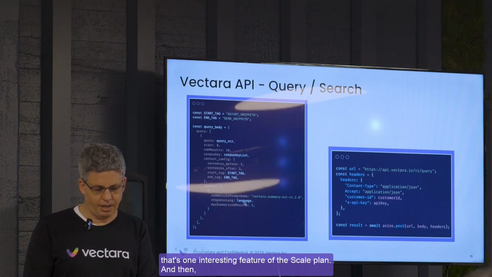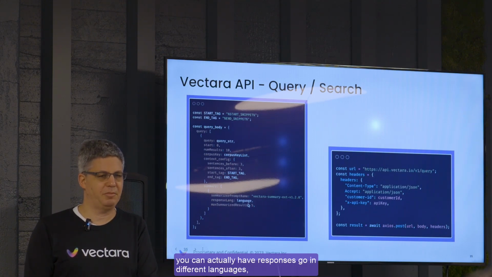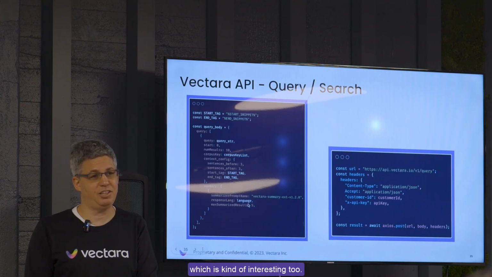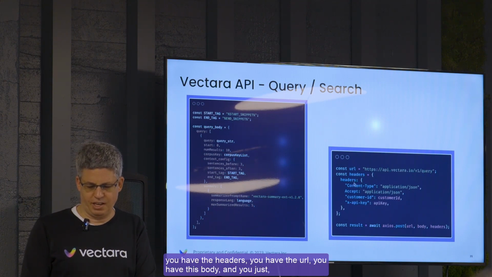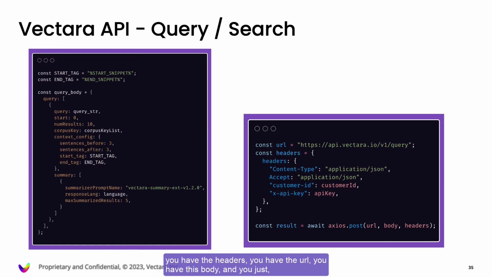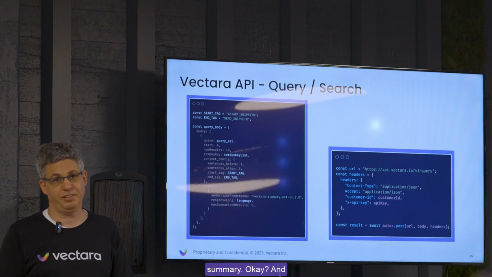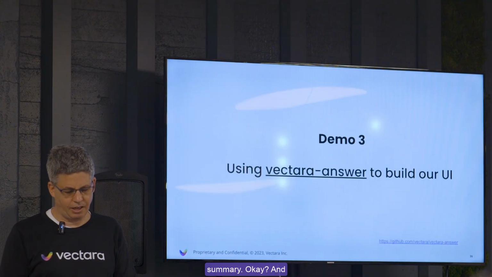And then you can actually have responses go in different languages, which is kind of interesting too. And then essentially when you call the API, you have the headers, you have the URL, you have this body, and you just call it the same way and you get the response. How the response looks is complicated to show on a slide, so I'll show you that in real time in a minute. But just generally, that's how the query works. Very simple. You get the resulting documents that we've seen in the AskNews, and you get the summary. Okay?